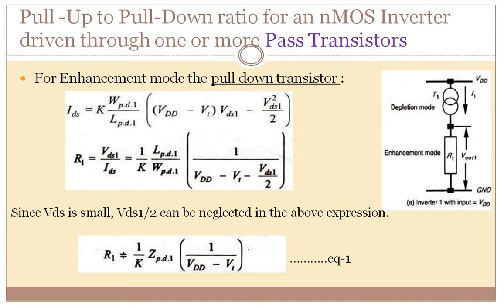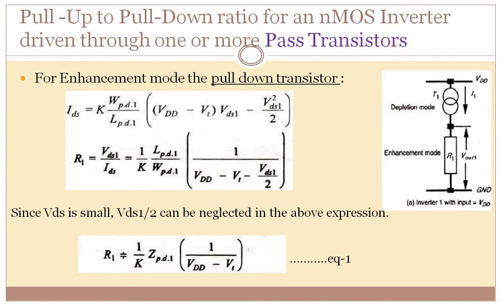So for the enhancement mode, this is the reason the IDS and VDS relationship is very important. That is the basic relationship which completely flows throughout the chapter. So from the IDS and VDS relationship in the non-saturation region, or the resistive region, what is the formula? IDS is equal to K into W by L, (VDD minus VT) into VDS1 minus VDS1 square divided by 2, where VDS is the drain to source voltage, and this is your input voltage. This is the equation of your IDS VDS relationship in the resistive region.